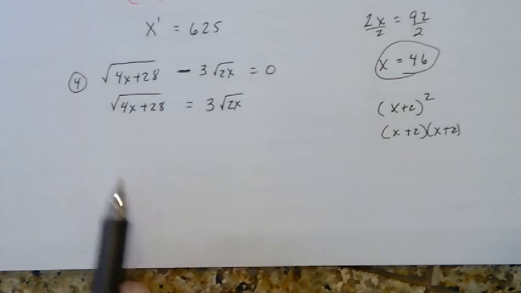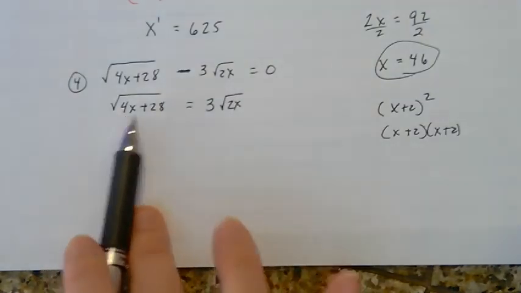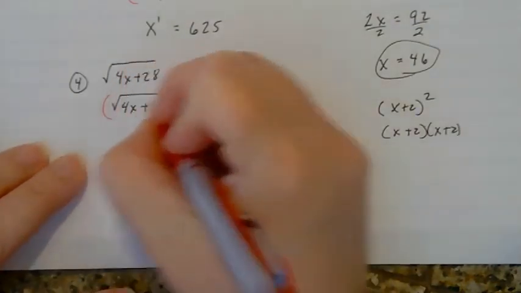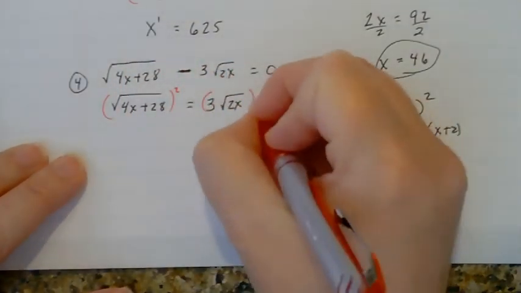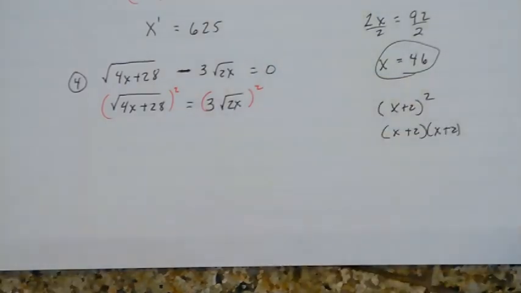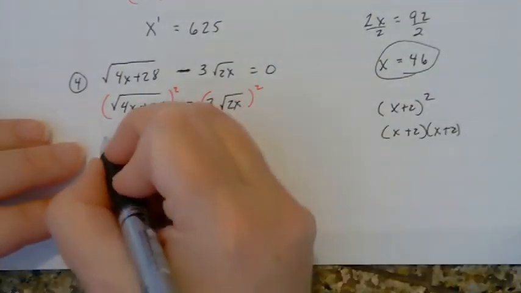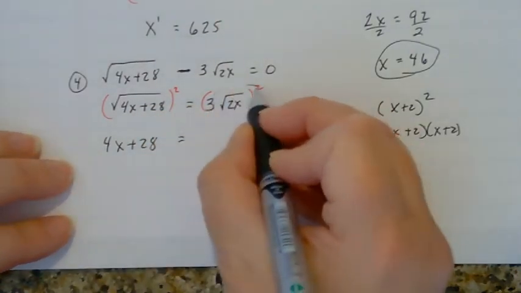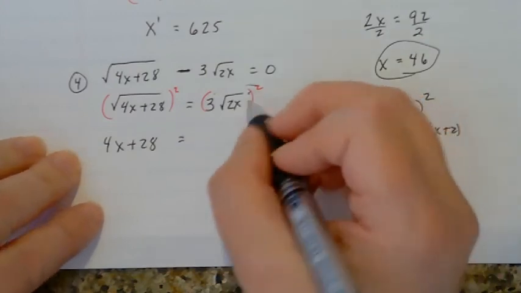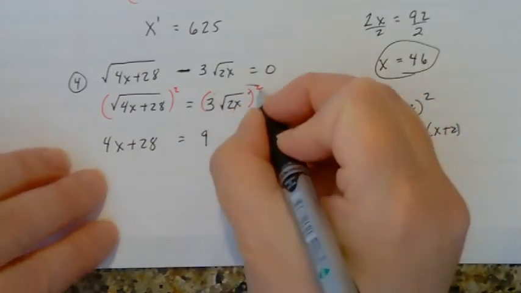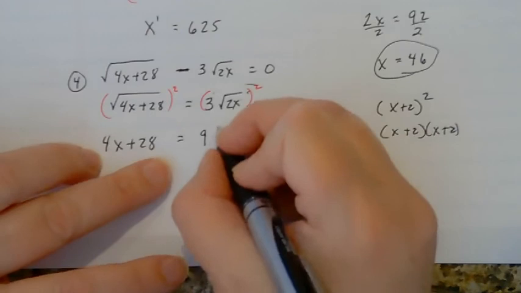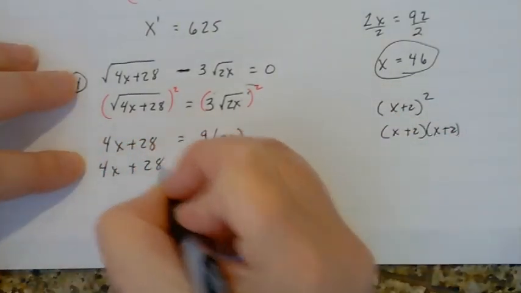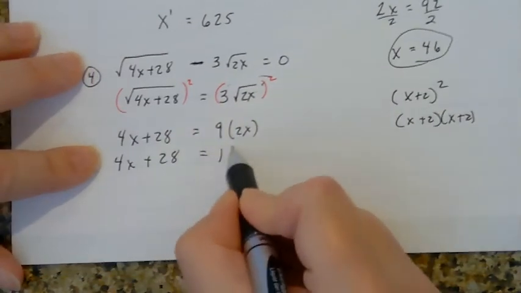So now that I have a radical by itself on one side, I know that I'm going to start by squaring. So I'm going to square this side, and then I have to square everything on this side. So on the left side, I have 4x plus 28. And on the right side, I have to square the 3 and the square root of 2x. The square of 3 is 9, and the square of square root 2x is just 2x. So I have 4x plus 28 equals 18x.